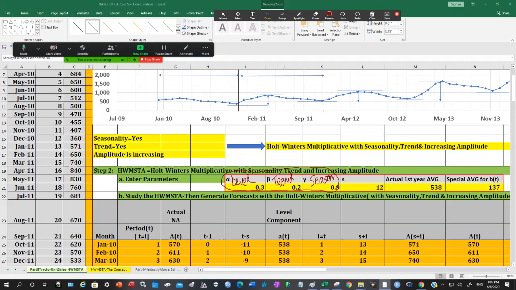So you see, we have these 3 smoothing constants. I will generate the average of the actuals of the first year, the first season, and then I'm going to generate a special average, but I will talk about that shortly.